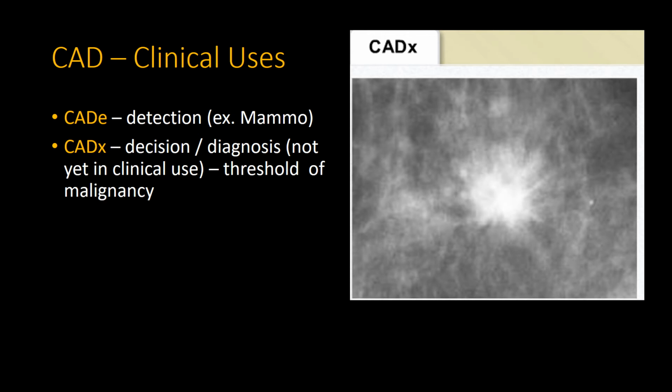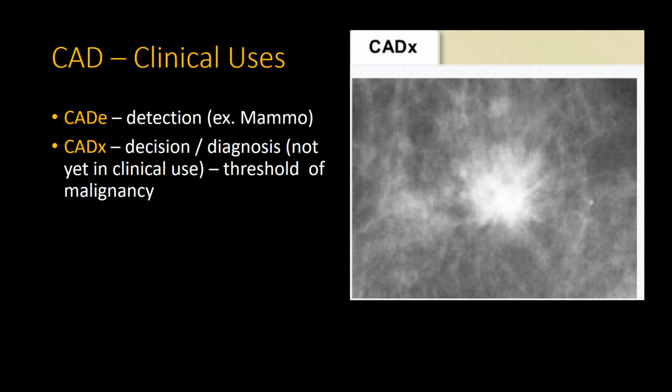Things that use AI, for example, to try and find pulmonary nodules or specific lesions in the brain or liver hypodensities. Really, CADx, which is the other clinical use for programs, is used for decision and diagnosis. These are being worked on a lot, but they're really not in clinical use yet, and I've never seen one that really works all that well.